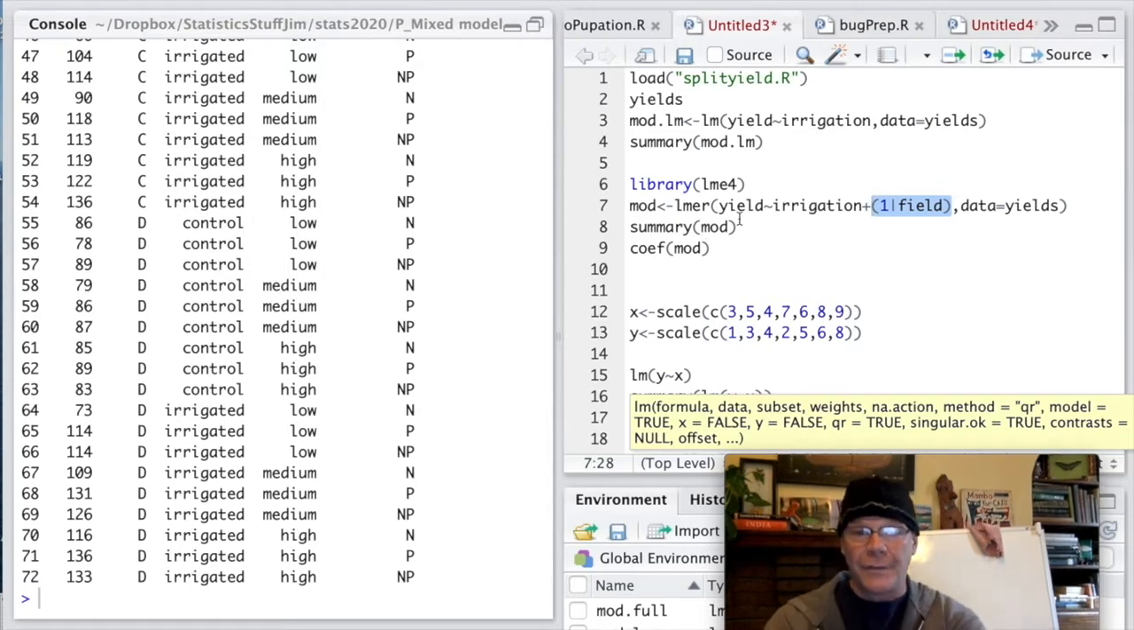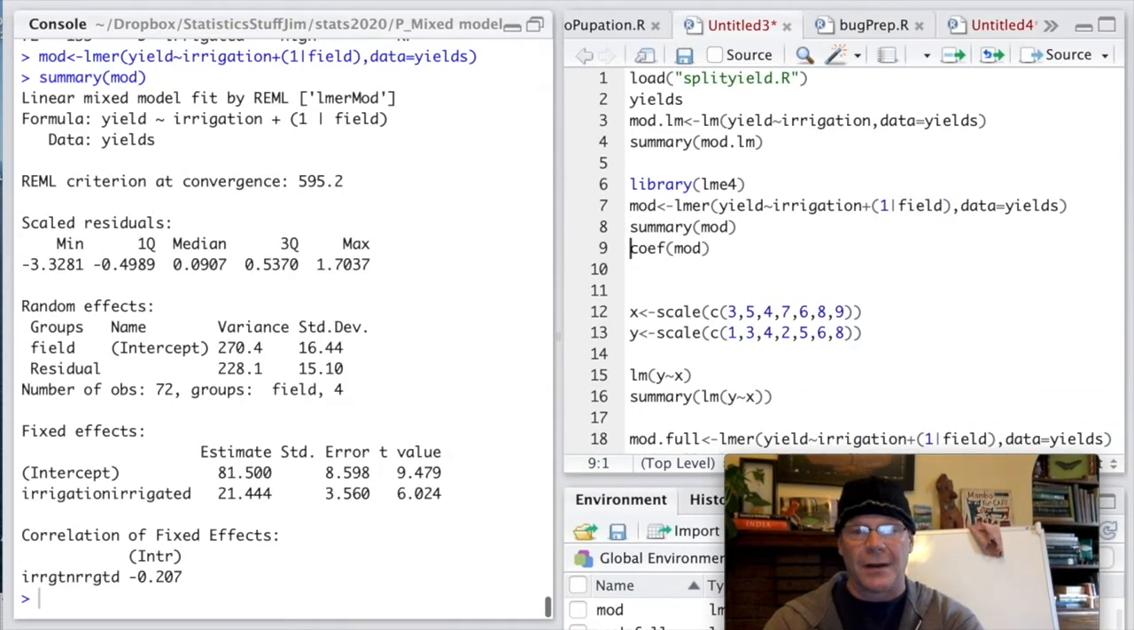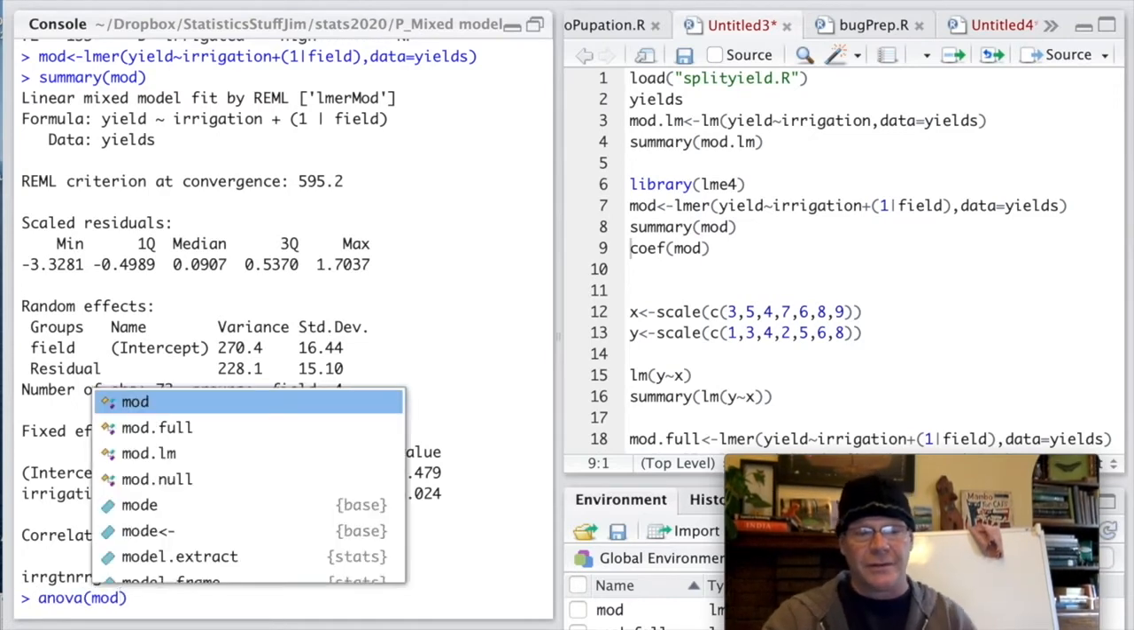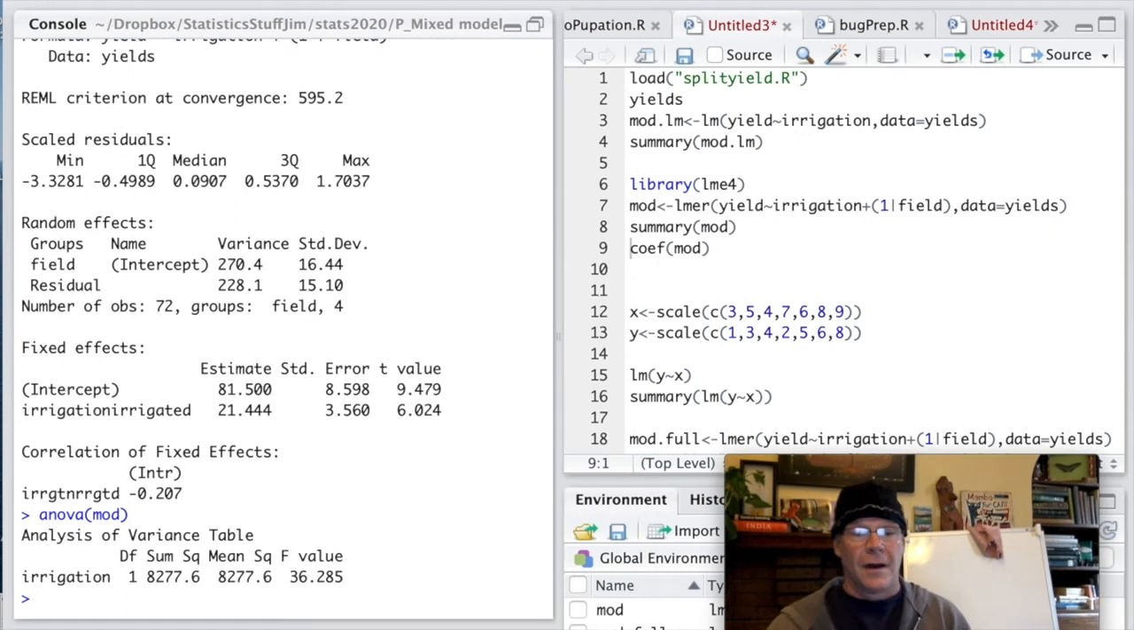And so when we finished off, we ran our model, and we looked at the summary of the model, and I pointed out that there is no p-value associated with these fixed effects. And in fact, if we were to use the built-in anova function, we'd see that we get what they're calling an analysis of variance table, but it's not providing us with all of the information that we're used to seeing in an ANOVA table. In particular, we are not getting any information about what's happening in the residual variation.